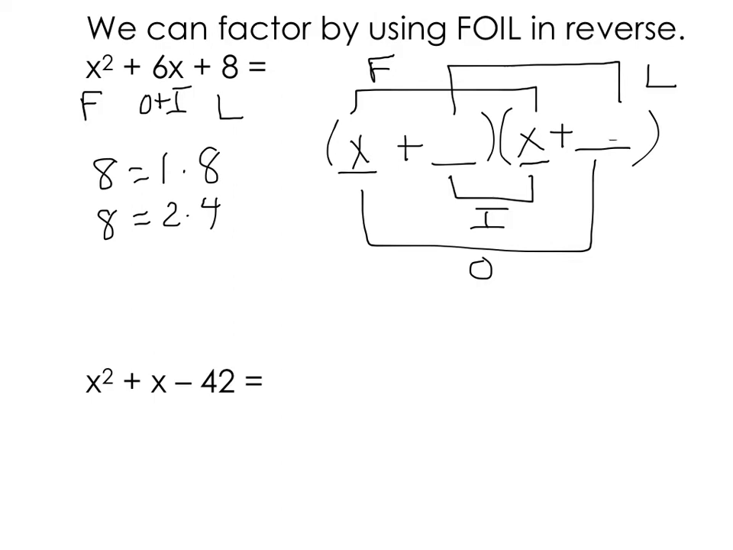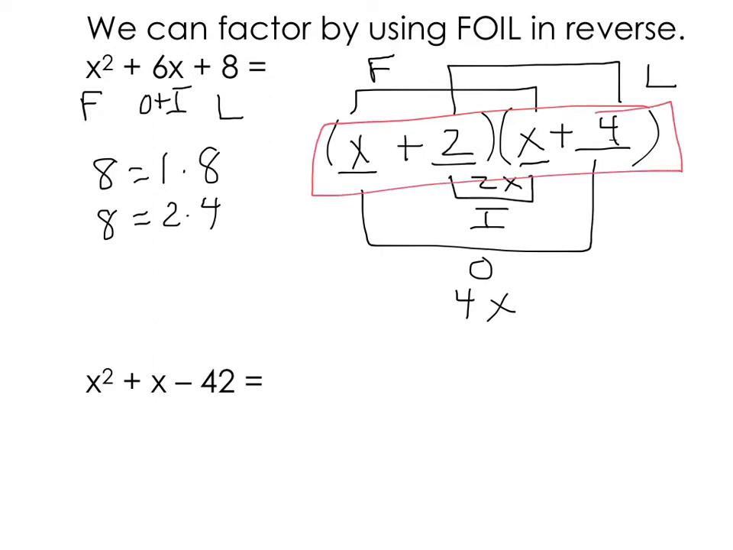We can try 2 and 4. That gives us 2x on the inside. It gives us 4x on the outside. And 2x plus 4x is 6x. That does work. This is our answer. X plus 2 times x plus 4.